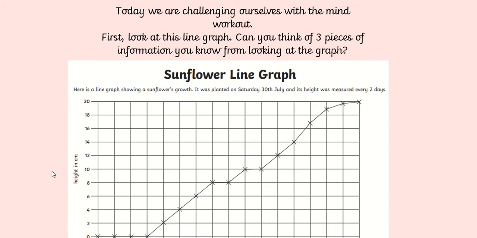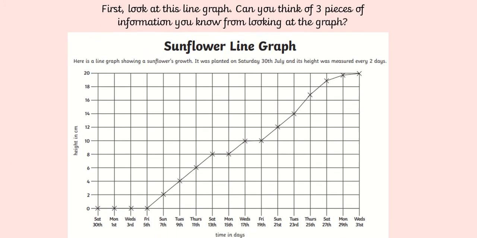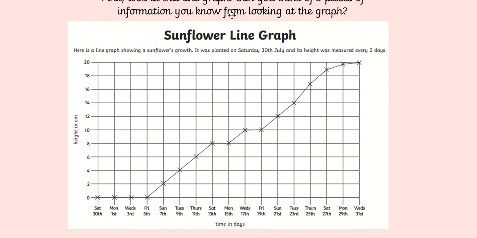I would like you to think of 3 pieces of information that you know just by looking at this line graph. Okay, so remember, all graphs need to have titles, the axes need to be labelled, and they need to have some sort of scale along both axes, okay? So I want you to have a look, pause this video for a little minute, have a look at this line graph, and I want you to pick out 3 different pieces of information that you know just by looking at the graph.